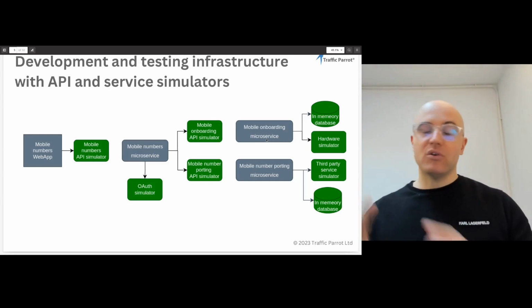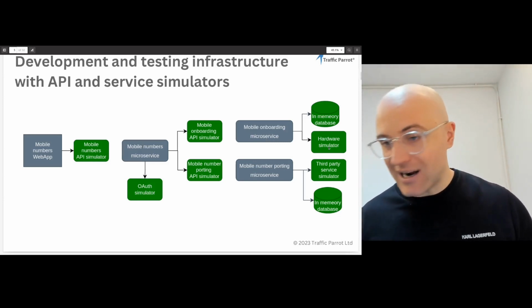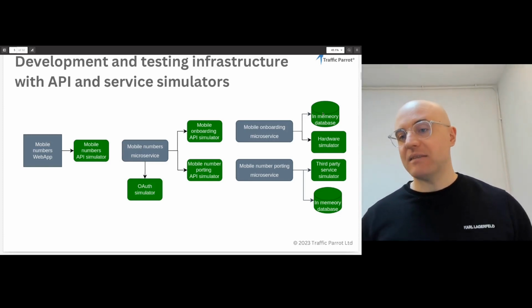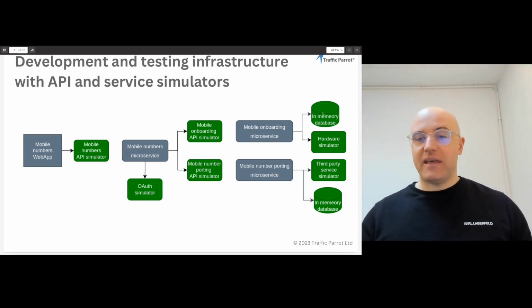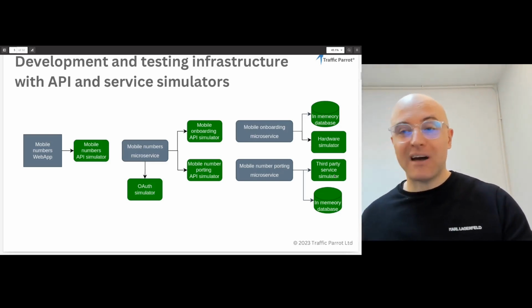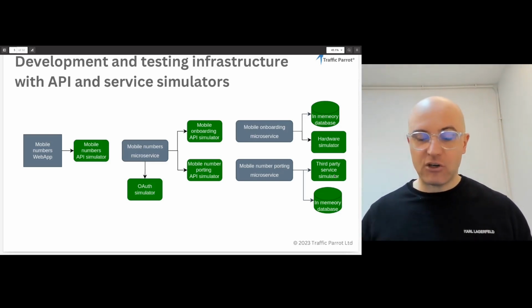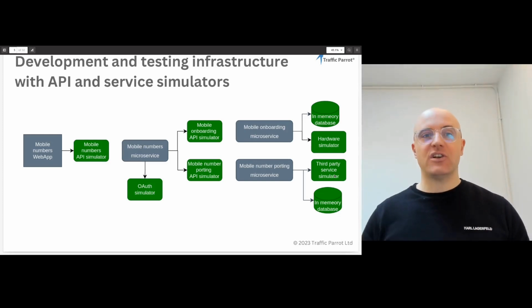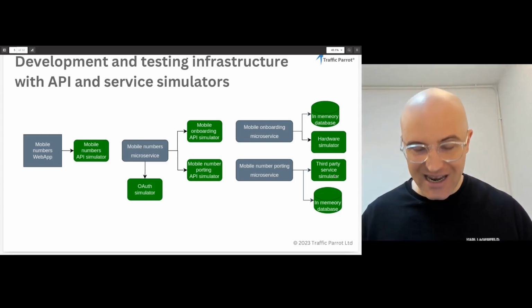And the mobile onboarding microservice, instead of connecting to real hardware, is connecting to a hardware simulator and an in-memory database. And then the mobile number porting microservice, instead of connecting to a real third-party system, is connecting to a third-party simulator. Okay, so this is the development and testing infrastructure with API and service simulators.